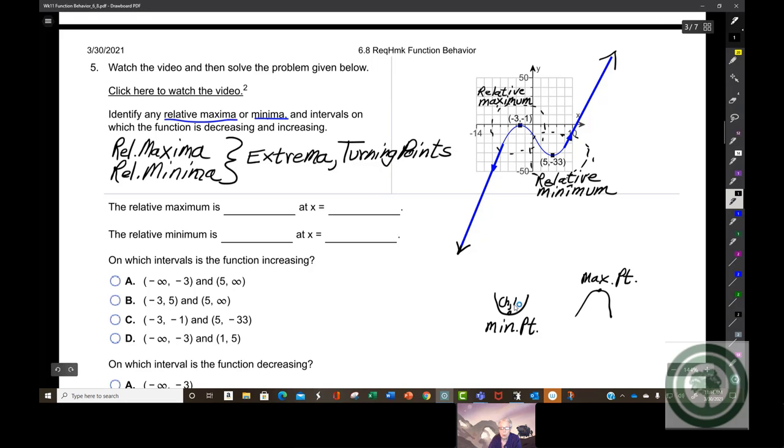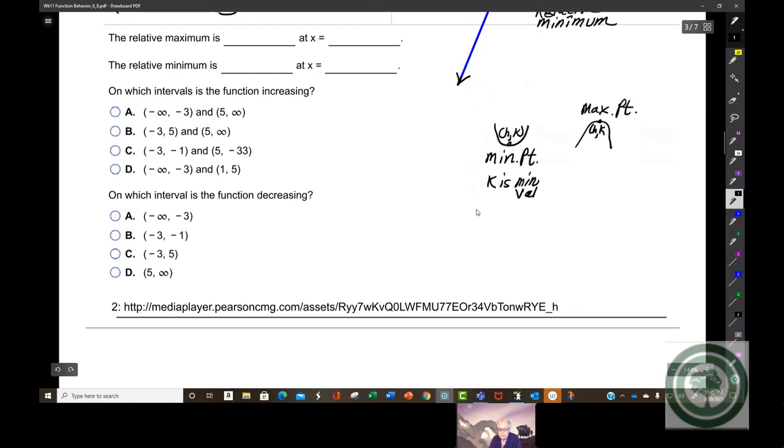But the y-coordinate of the vertex, of the vertices. Here, k is the minimum value. It's also just called the minimum. K is the minimum. Over here, K is called the maximum value. It's also just called the maximum. K is the maximum.